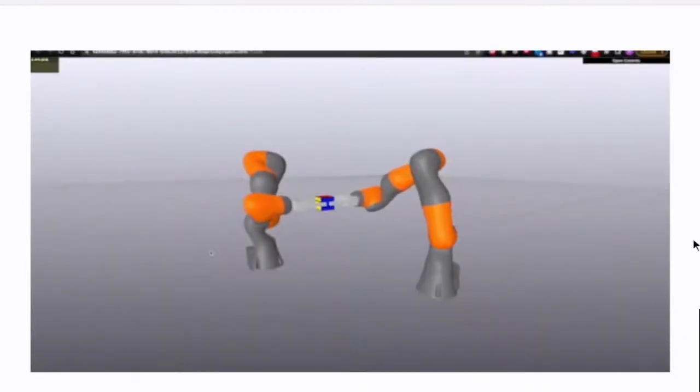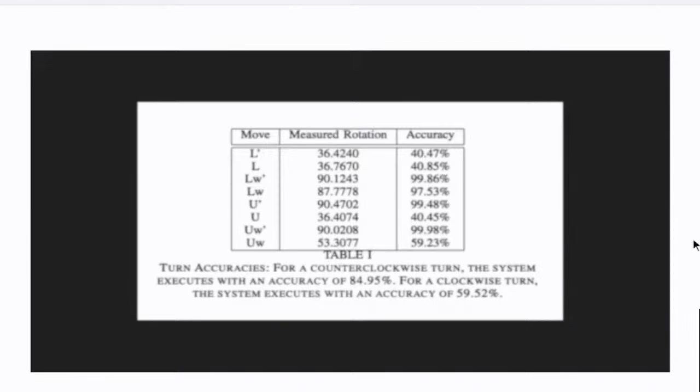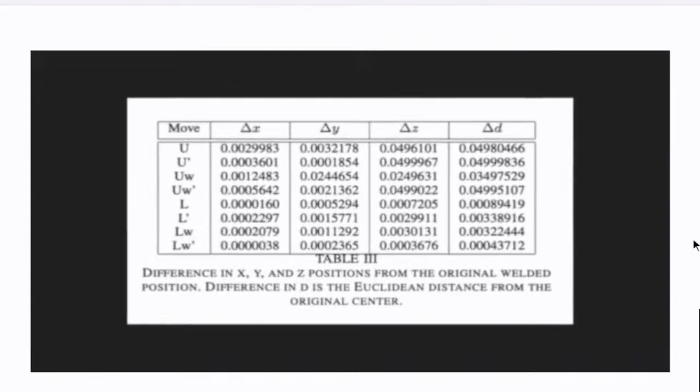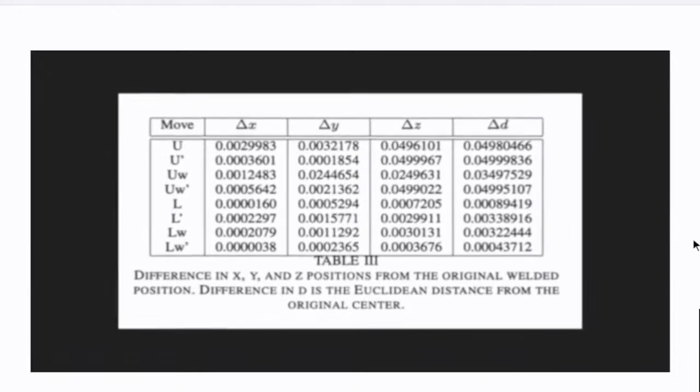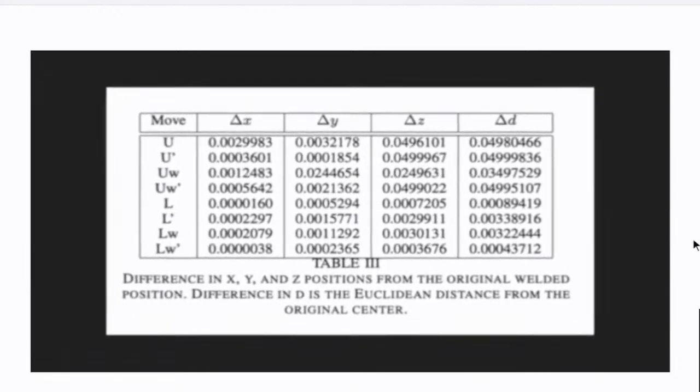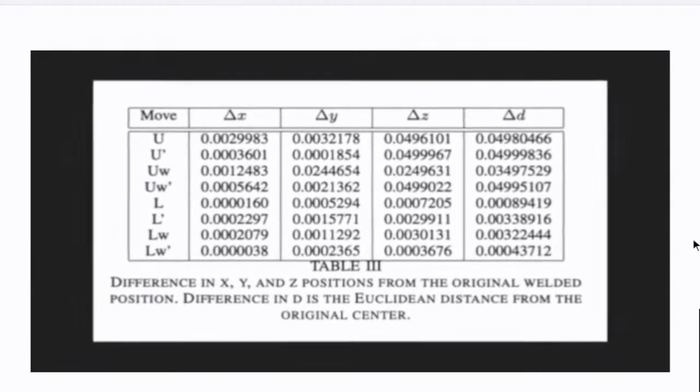After we got one face to turn, we applied the same process to turn other faces as well. To evaluate our system, we chose the accuracy of the turns and the drift as our two metrics, since our system depends on the pose of the cube. After analyzing all our moves, we found that our system has a 72% turn accuracy and an average drift of 2.4 centimeters.